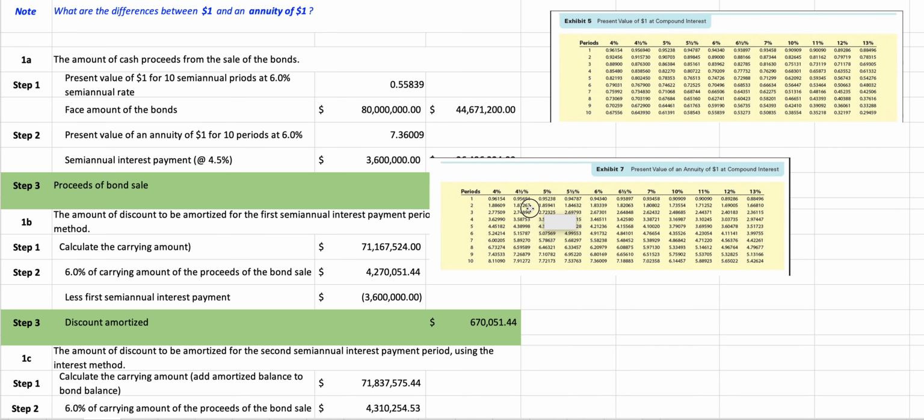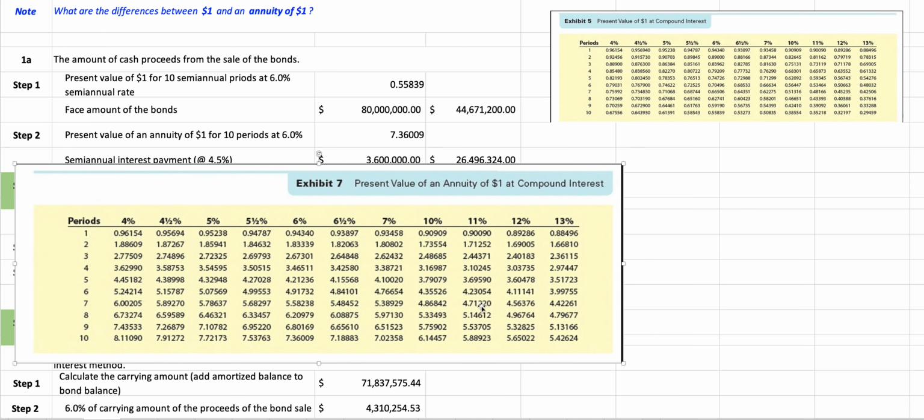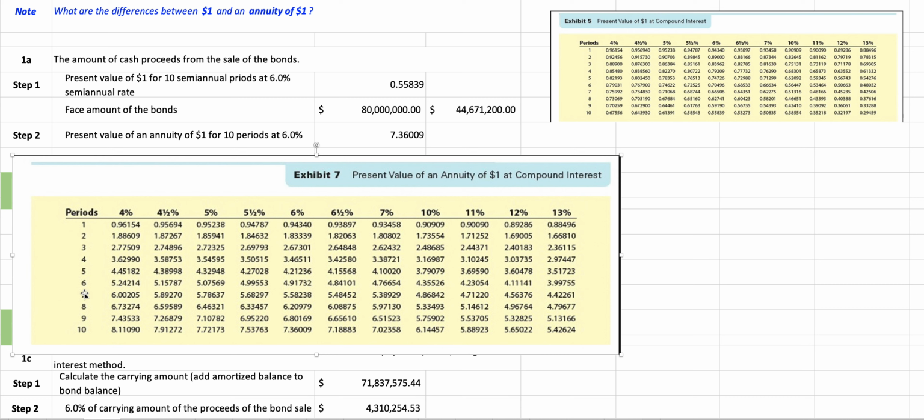So now I'm going to drag over a different table, and this is the table for the annuity. I'm going to blow this one up. And I'm going to come down to the 10 periods again. I'm going to scroll over to the 6%. And you can see that that number is vastly different. And it's because we're receiving $1 every period for the next 10 periods. So we're going to use 7.36009, and you can see that I've already entered that here.